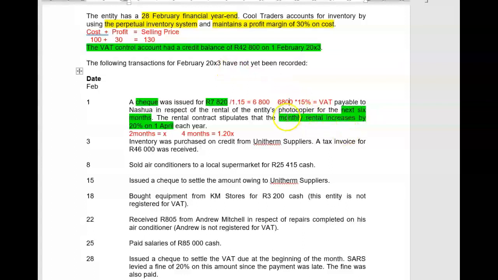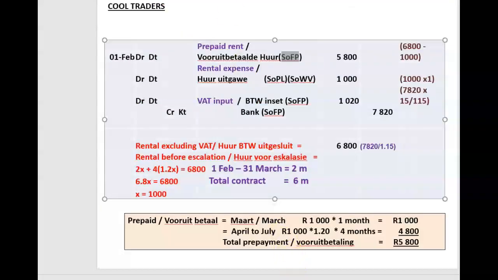So 6,800 times 15% equals the VAT. So the VAT that we can claim, 6,800 times 15% equals 1,020 rand. So VAT input, statement of financial position, 1,020. And then obviously bank will be credited with the full amount that we've paid, 7,820. So let's quickly recap.